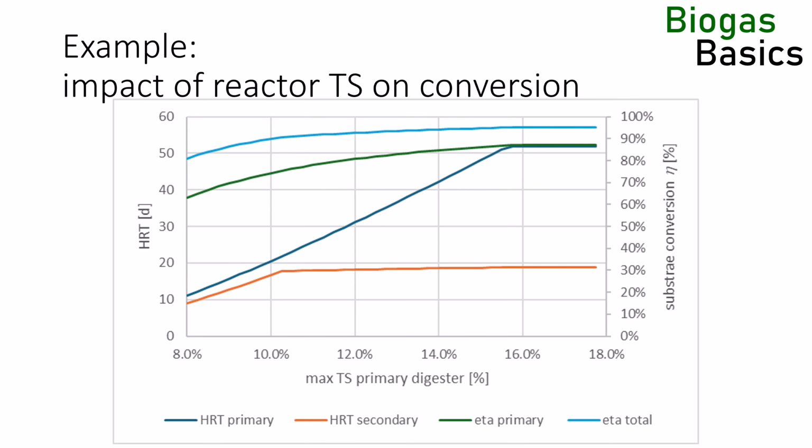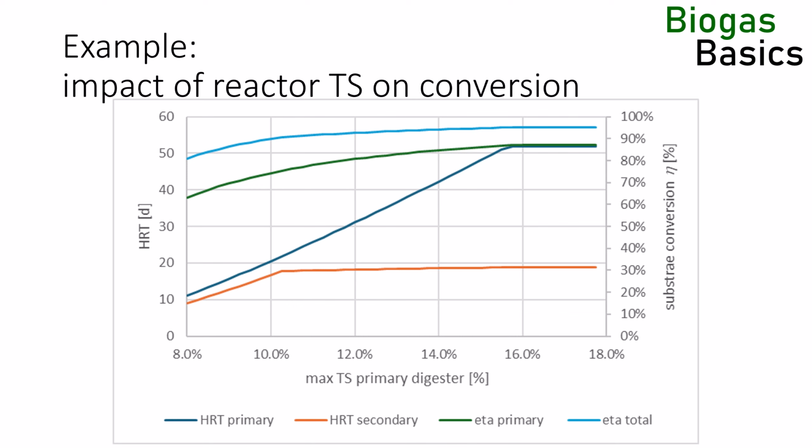Here is the same plot for the TS in the primary digester. It shows a very similar behavior to changing the primary digester size. Most notably, the residence time curves show two kinks. Let's start with the blue line of the primary digester. In previous examples, the primary had to be diluted to 12% TS and had a residence time of 31.1 days. If we lower the maximal TS in the primary, more dilution is required and the residence time drops.